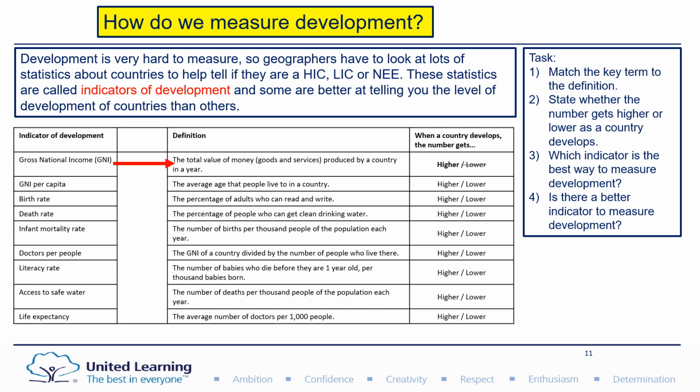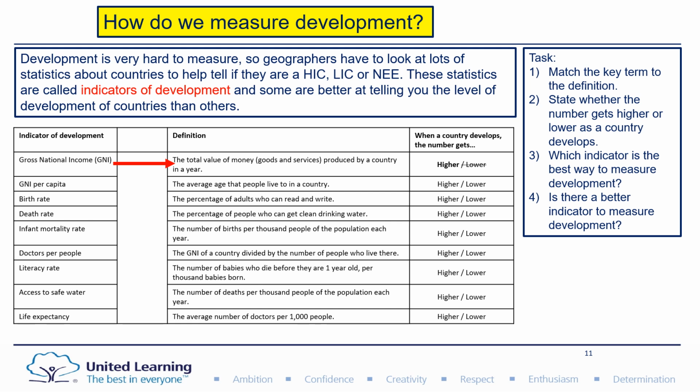What we've got is GNI, and I've got an arrow there showing you it's the total value of money produced by a country in a year. What we've then got is when a country develops, the number gets higher. The higher the income, the wealthier the country. I've then got a list of other indicators, GNI per capita down to life expectancy. There's the definitions in the next column.